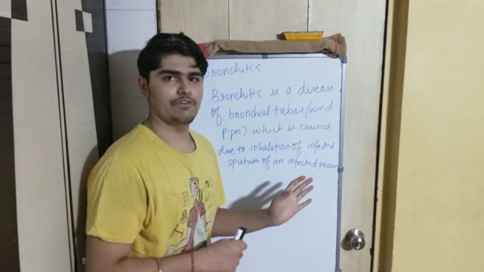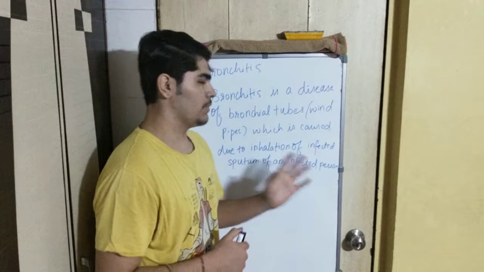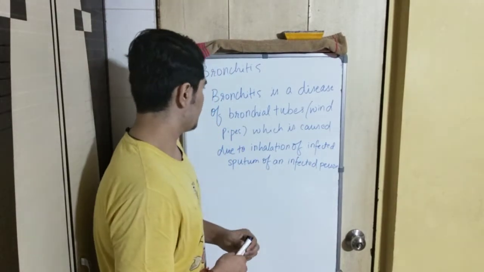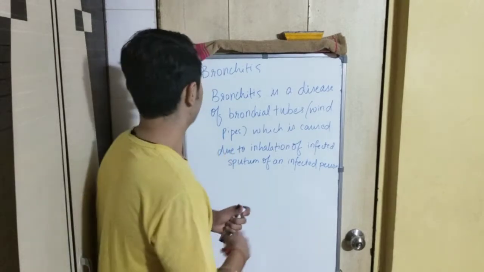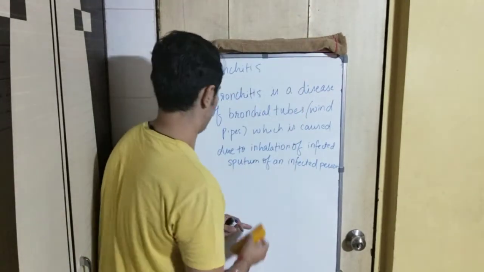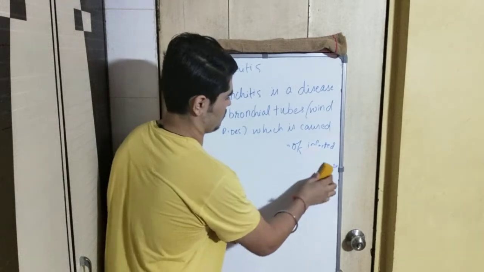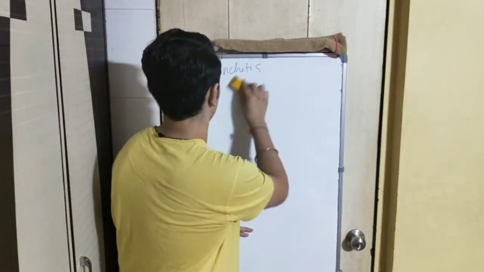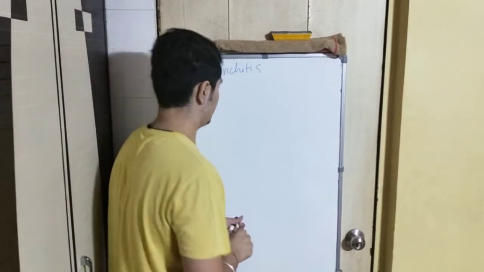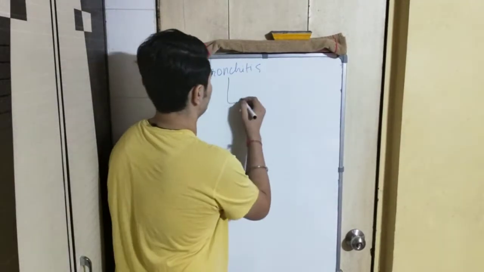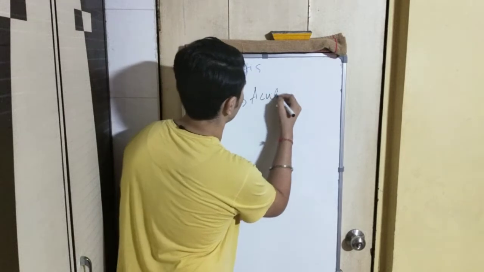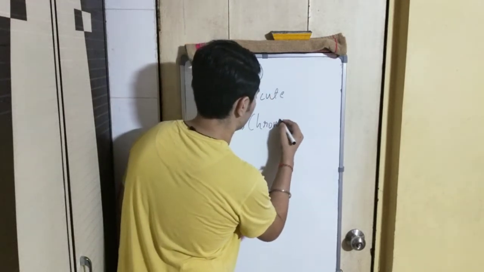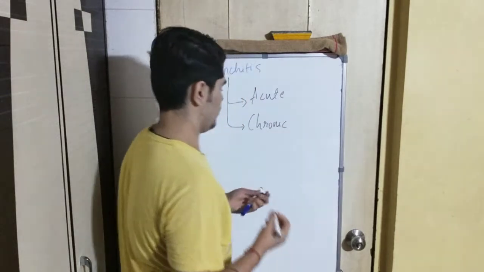You can copy down the definition. You can even copy down by pausing the video. I hope you have copied it. So now bronchitis is of two types. First is acute and second is chronic. First I will explain acute, then chronic.